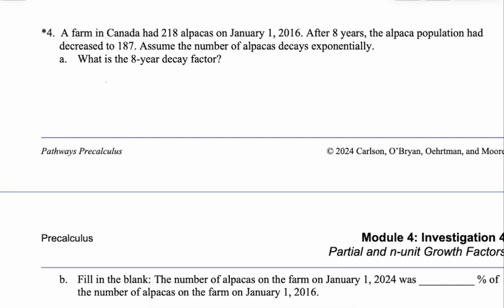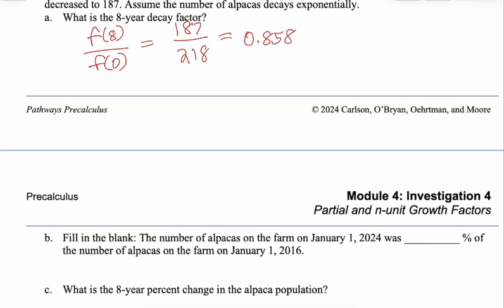Well, we're going to say the function at 8 divided by the function at time 0. That would be that 8-year factor. So we're just going to take that 187 and divide by the initial amount, 218. We should get a decimal value between 0 and 1 because they mentioned the word decay. And that factor is 0.858.